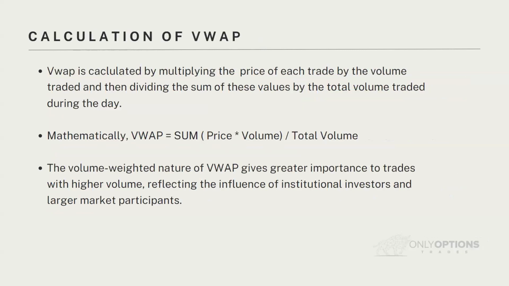So how do we calculate VWAP? It's just by multiplying the price of each trade by the volume traded, and then dividing the sum of these values by the total volume of the trade during the day. I will go through a sample that makes it a lot easier to see, but normally that's what we do. We multiply the price of each trade we're doing, depending on the price we're trading at, and then divide the sum of those values by the total trading during that day. So this is the formula, if anyone wanted to know it.